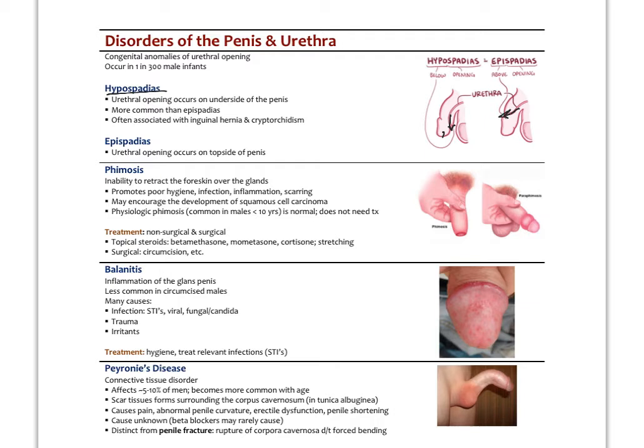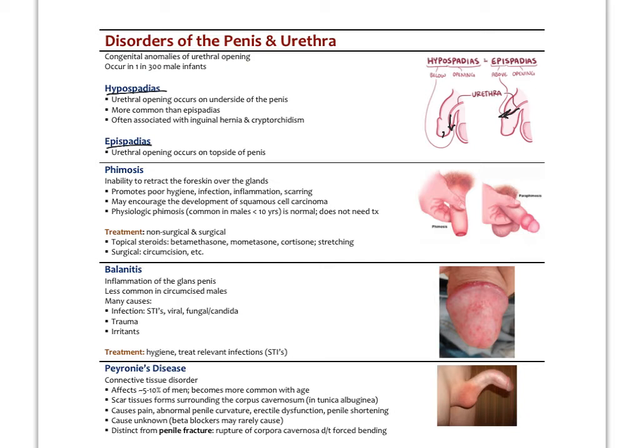Now, if they're mild, there are different stages of this, then nothing needs to be done necessarily. But if it's more severe, that can really cause difficulties with urination. That might cause infertility because the sperm, when ejected, are not coming out appropriately. So this would require a surgical repair, usually in early life. So that's epispadias and hypospadias.